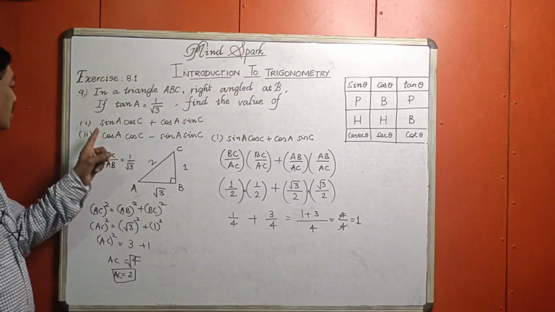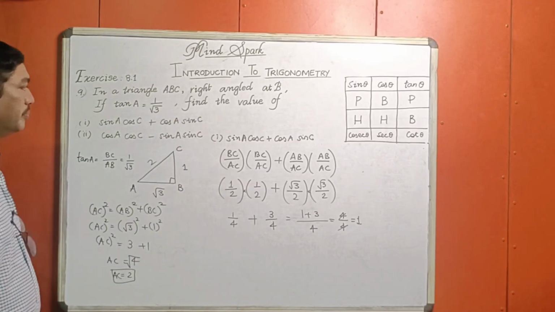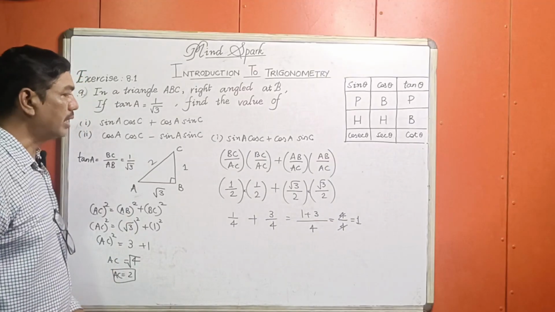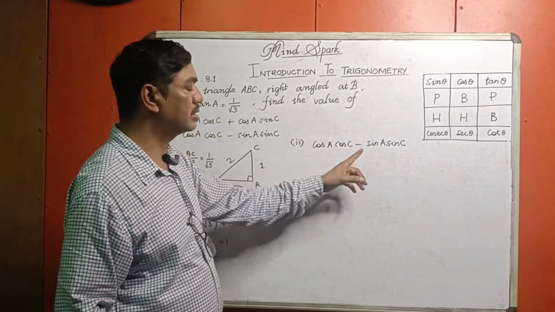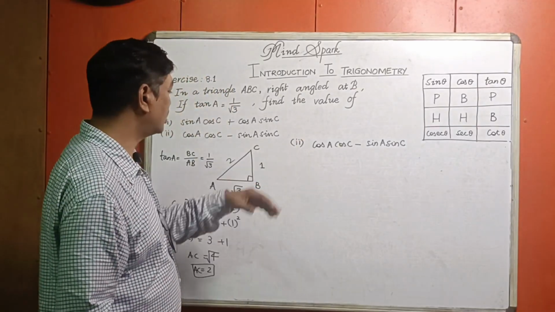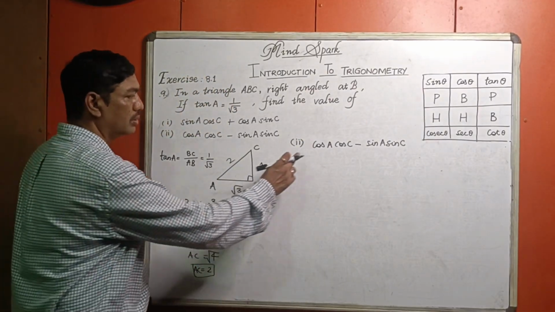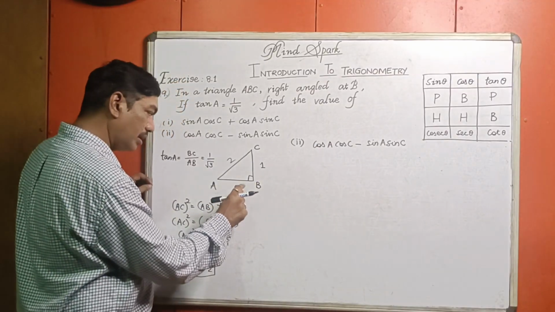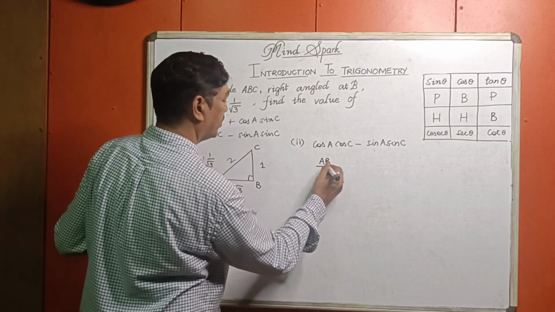For the first question, what is the answer? Answer is 1. Okay, similarly we can take the second question, that is cos A cos C minus sin A sin C. So this question is the same, again you take the angle A here. Okay, so you can see here the angle is A and cos A will be adjacent side by hypotenuse. So that is AB by AC.